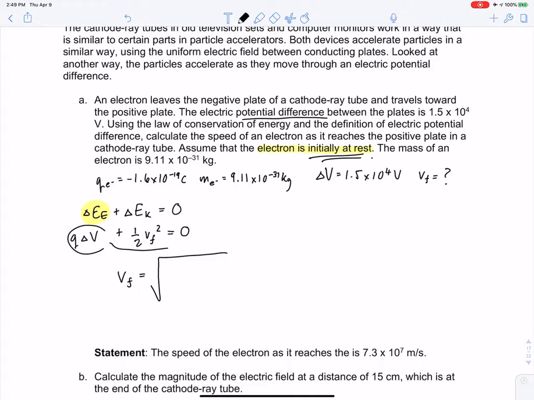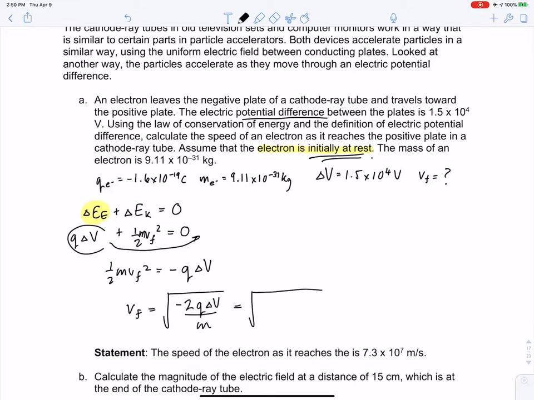If we bring this over, it will become negative. So it's 2 times negative Q delta V divided by the mass. Let me write that again for you guys. In fact, maybe I'll do it without skipping a step. So we're going to bring this Q delta V over. So we have 1/2 m v final squared equals negative Q delta V. V final equals the square root of negative 2 Q delta V over m.